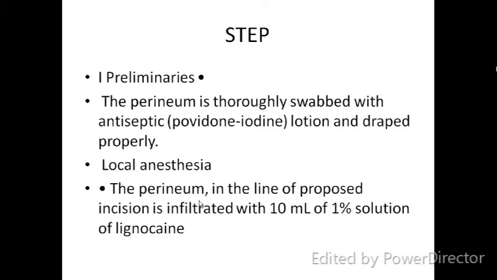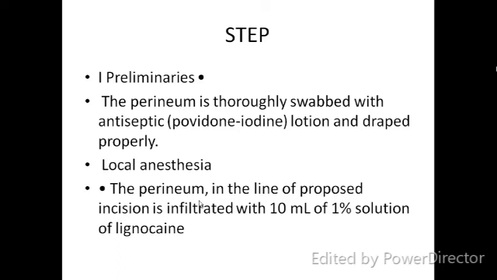So for the steps, first, preliminary: how will you give an episiotomy? First, the perineum is thoroughly swept with antiseptic iodine solution and draped properly. When you have seen that the patient is in labor, you have done a vaginal examination and seen that the baby's head is coming down and crowning the perineum, then what will you do? You will first do painting with iodine and draping. Give a local anesthesia with forceps.